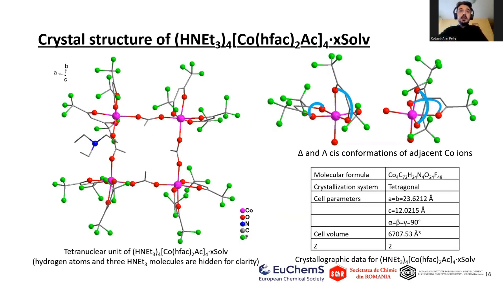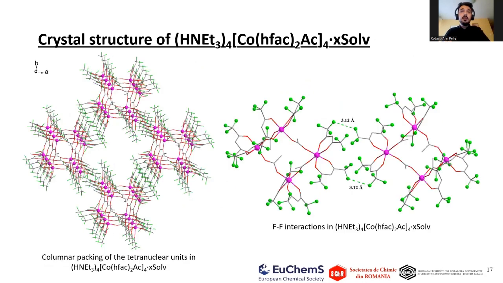As we can see here, they have a square-like topology with 4 cobalt 2 ions, each having 2 H5 molecules as capping ligands. They are in the cis conformation of the octahedral geometry, and adjacent cobalt ions have delta and lambda conformations. Here we have the crystallographic parameters. We have a crystal lattice triethylamine molecule.